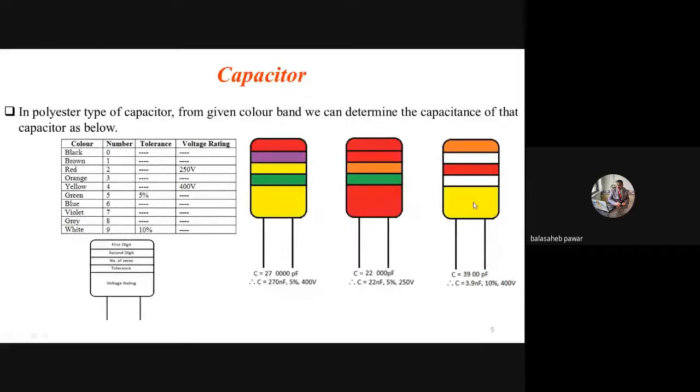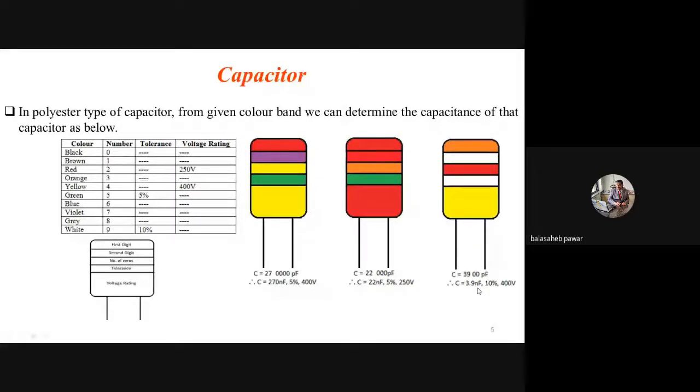Now we'll switch to the last example. First color band is orange, so the number is 3. Second one is white, number is 9. So 39 into 10 raised to red. For red color, the number is 2. That means 10 raised to 2. And again, pico is compulsory, and note down the unit of capacitance, that is farad. So the capacitance of this capacitor will be 3.9 nanofarad.